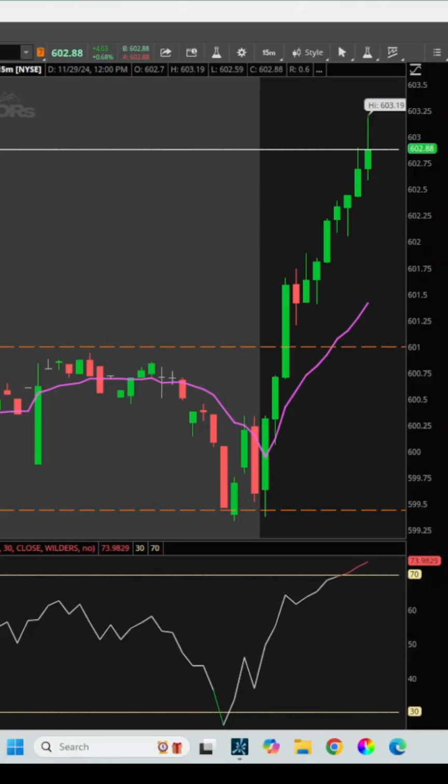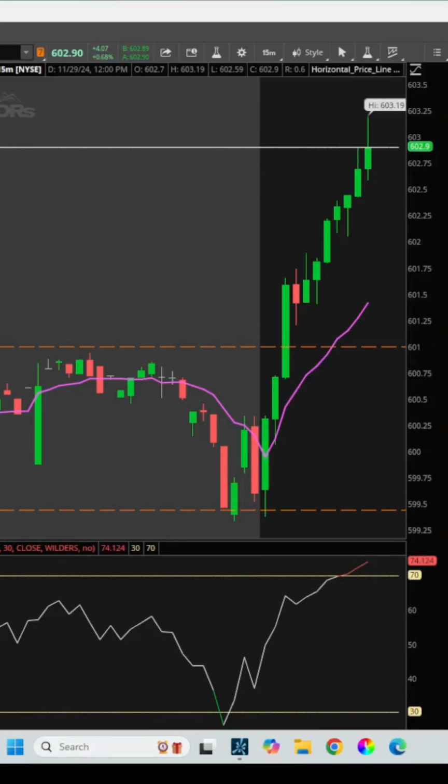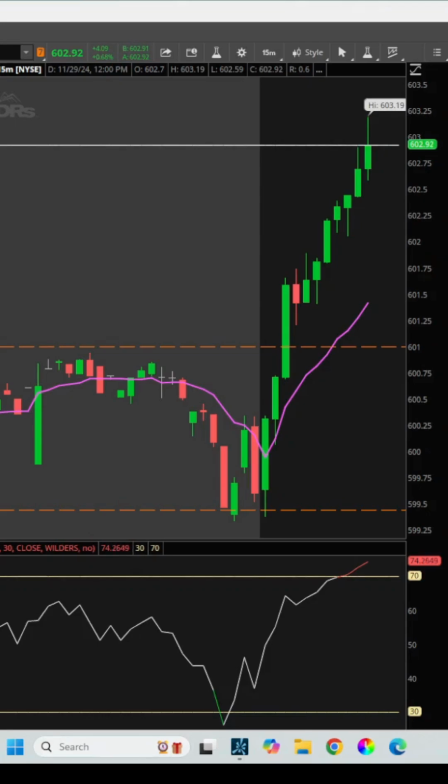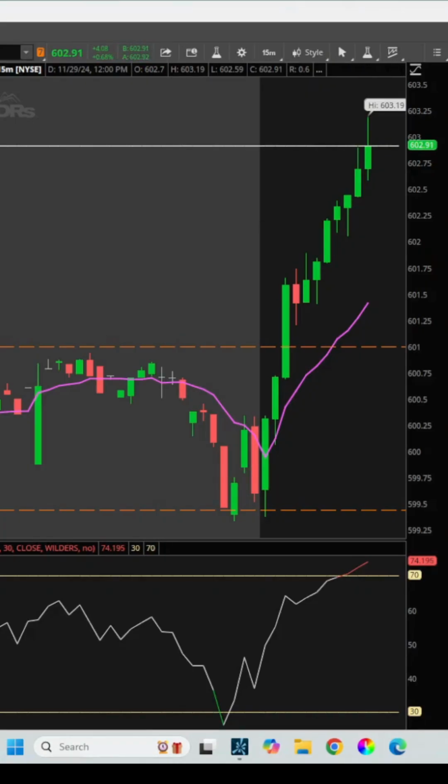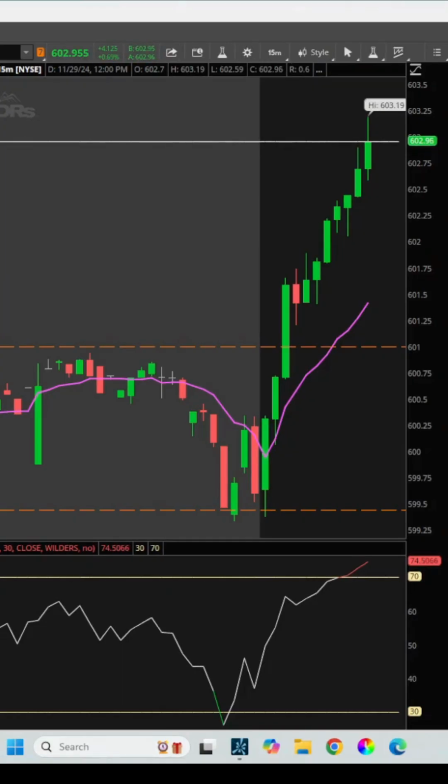VWAP with other indicators for confirmation. RSI, Relative Strength Index. Use RSI in conjunction with VWAP to gauge overbought or oversold conditions. If the RSI is below 30, oversold, and the price is near or below VWAP, it could indicate a buying opportunity. Conversely, if RSI is above 70, overbought, and the price is above VWAP, it could suggest a short opportunity.